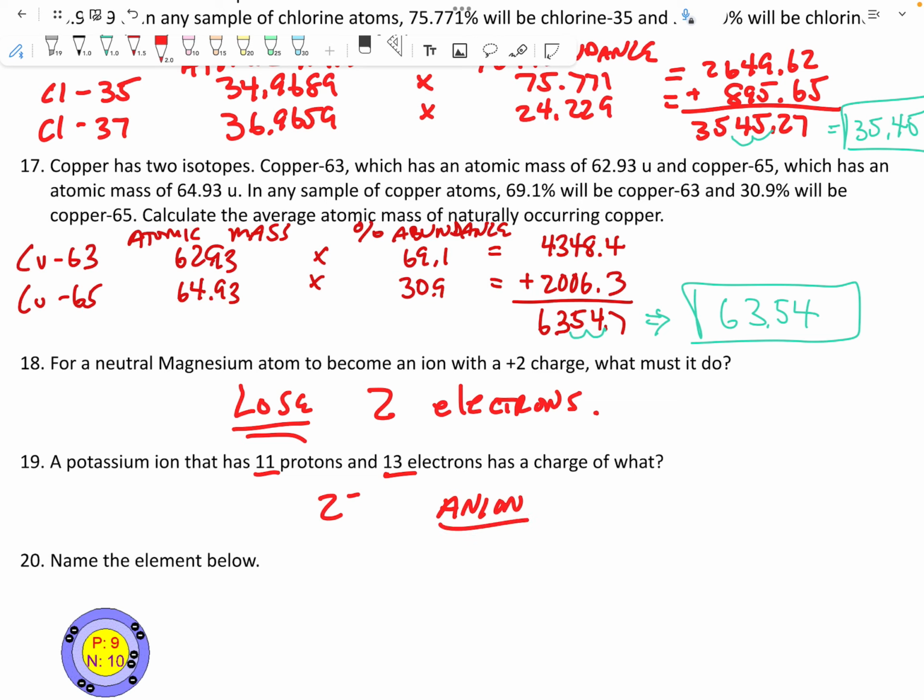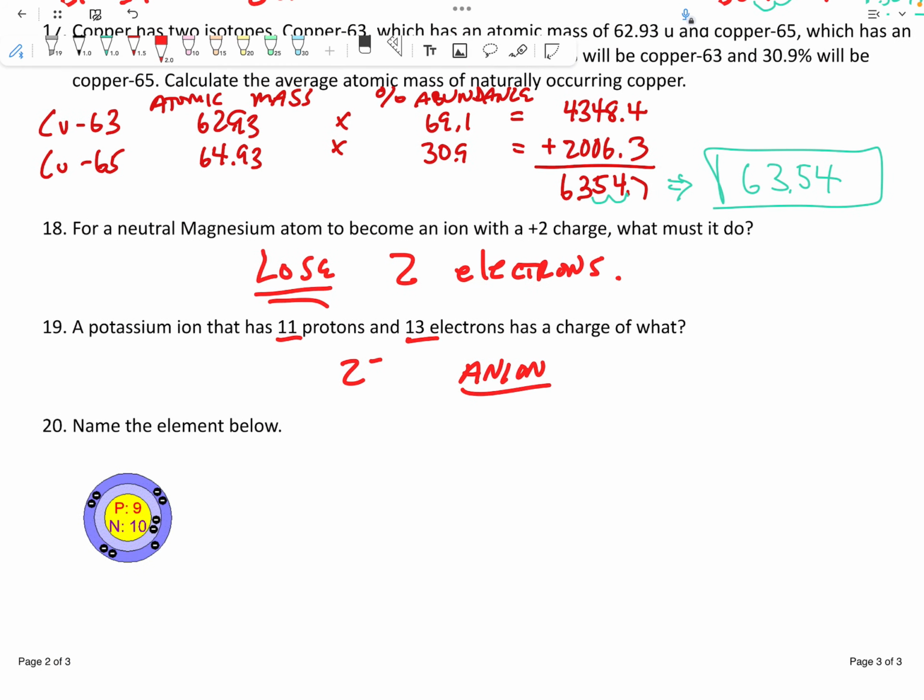All right. Name the element below. Right there. Let me erase that. See, if you look at that, you look at the number of protons. We don't care about anything else but the number of protons. And if you look at that, there are 9 protons in that nucleus. That is the atomic number. If you look at your periodic table, number 9 is fluorine.